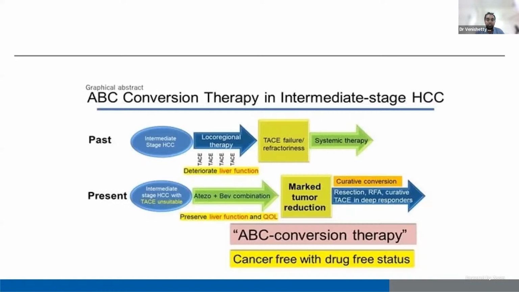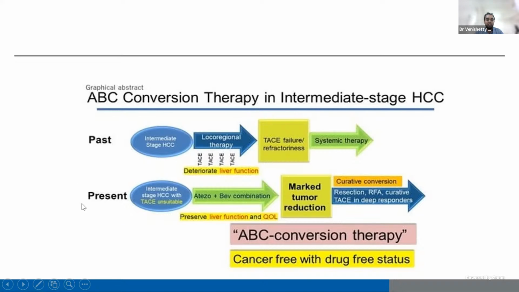So even now we have said that most of the patients are in BCLC-C, but there is also a role in BCLC-B. In the past, it was basically any intermediate-stage HCC which was not amenable to direct locoregional therapy, such as multifocal disease or patients with infiltrative type of HCCs. Previously, multiple TACE sessions used to be done, which would deteriorate liver function, and later on patients might go into liver failure or TACE refractoriness, and then land up on systemic therapy.